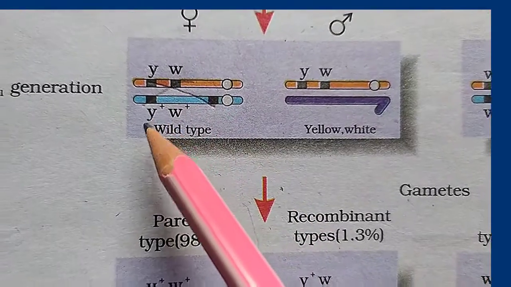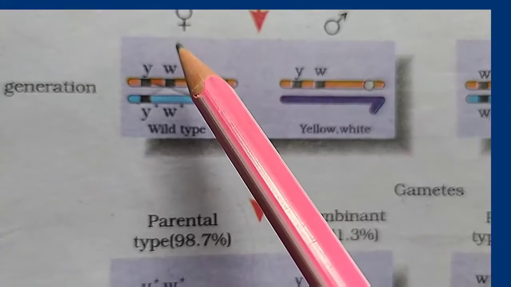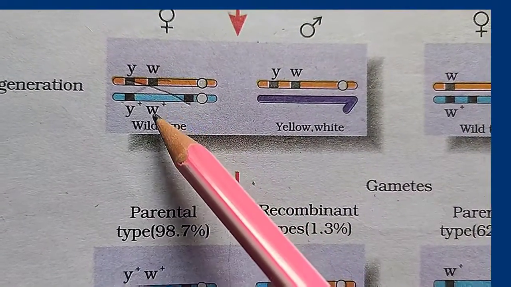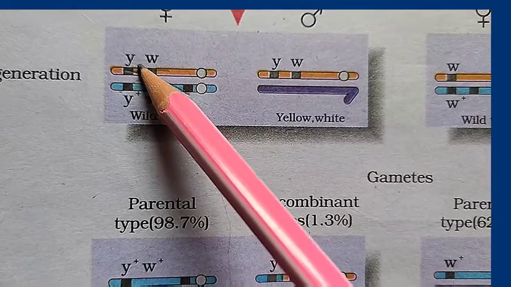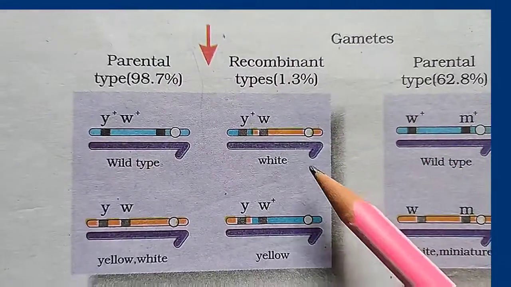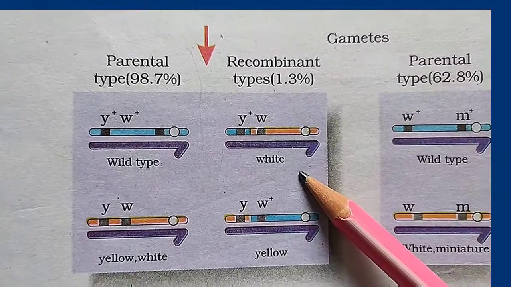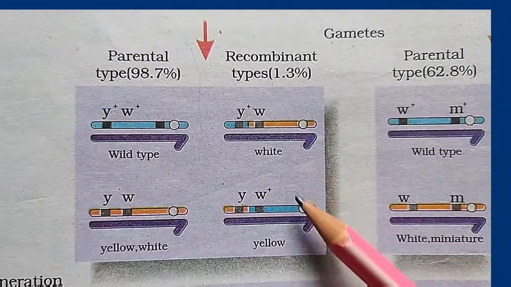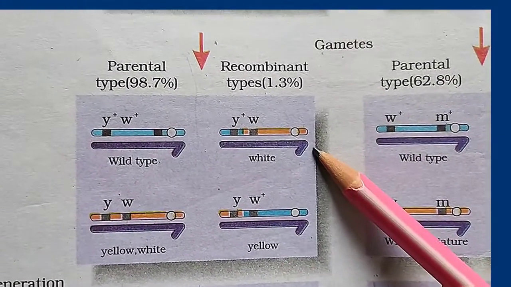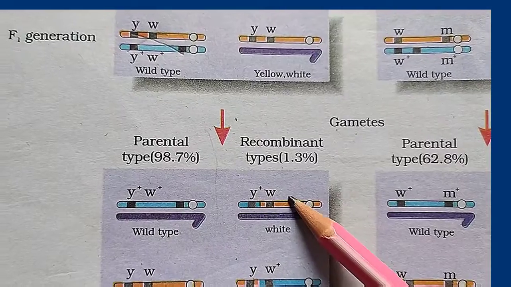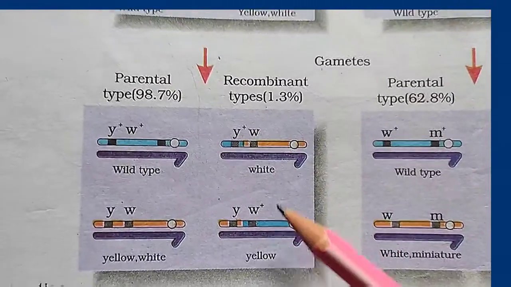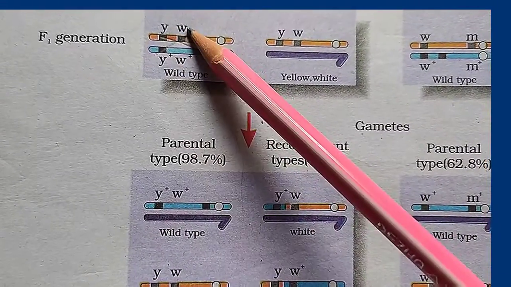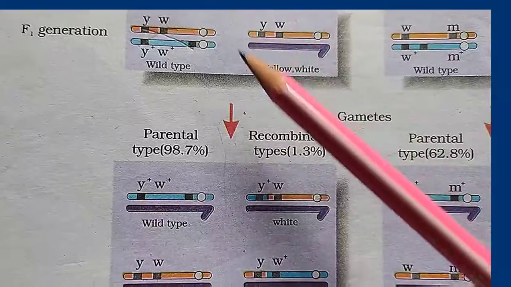here, y plus will be assorted with w, and w plus gene will be assorted with y. So after crossing over, we got white. Actually, white is nothing but brown body, white eye, yellow. This Y chromosome is from father. This y plus w is from mother. This female, after crossing over, y plus w. Crossing over has taken place already.